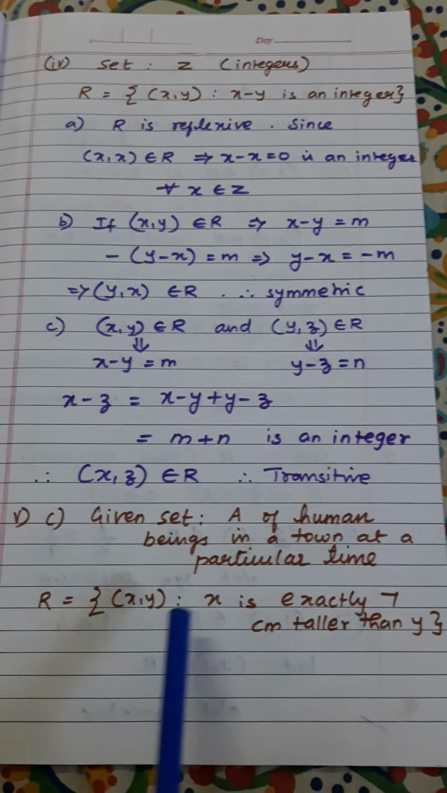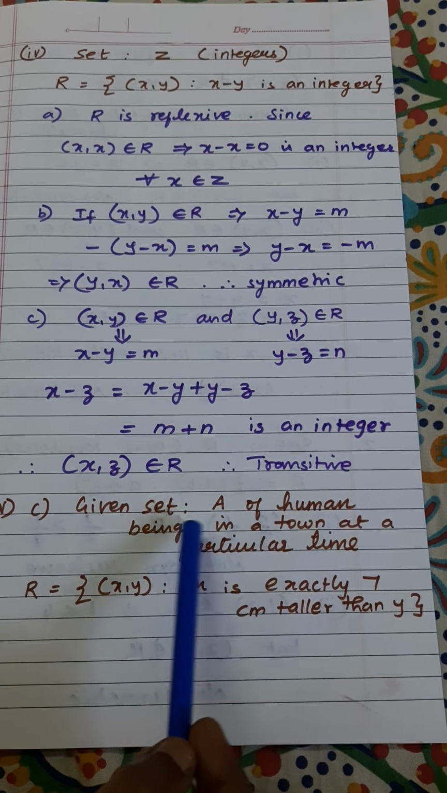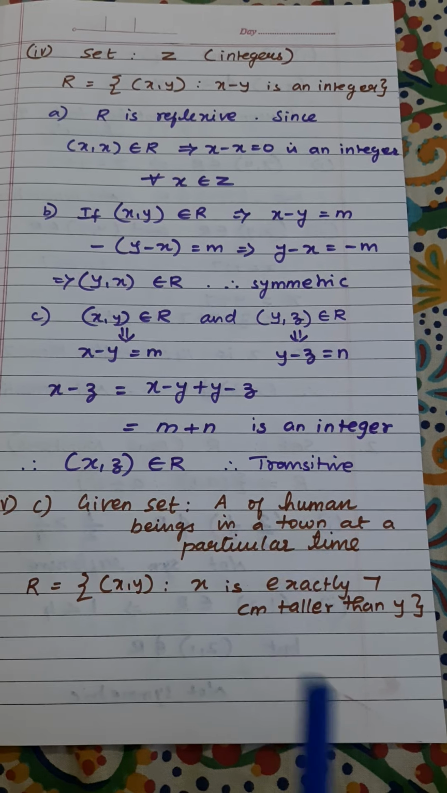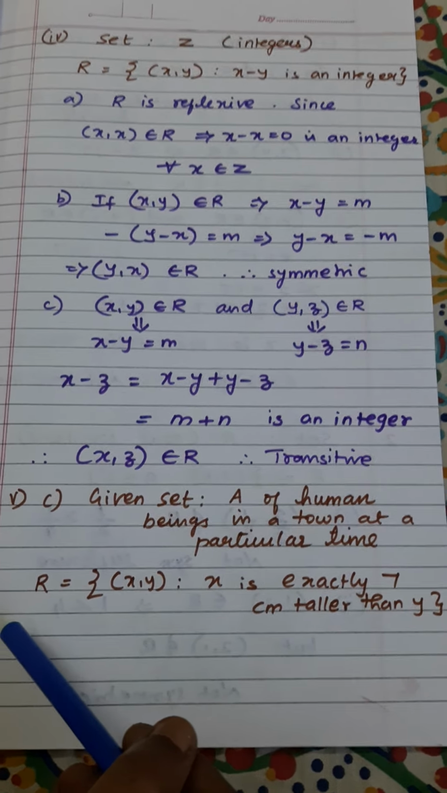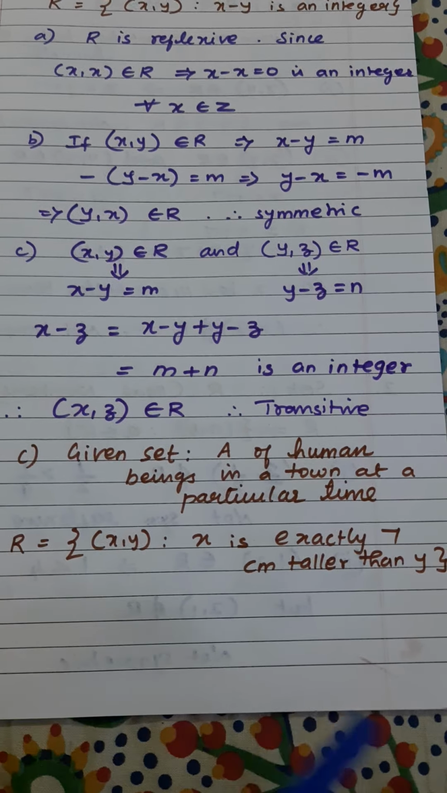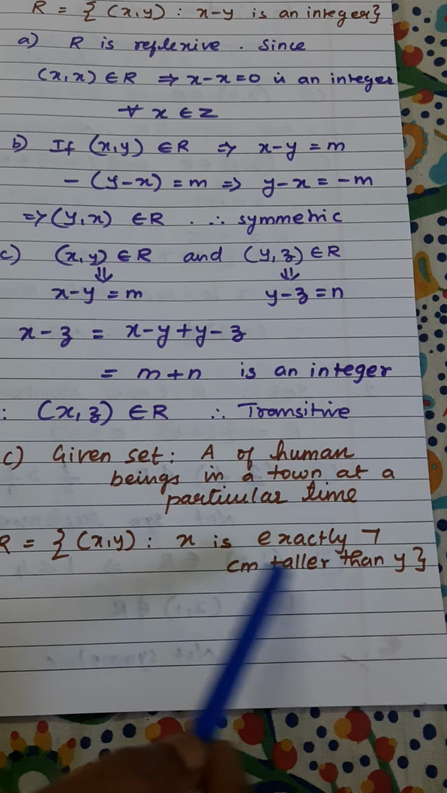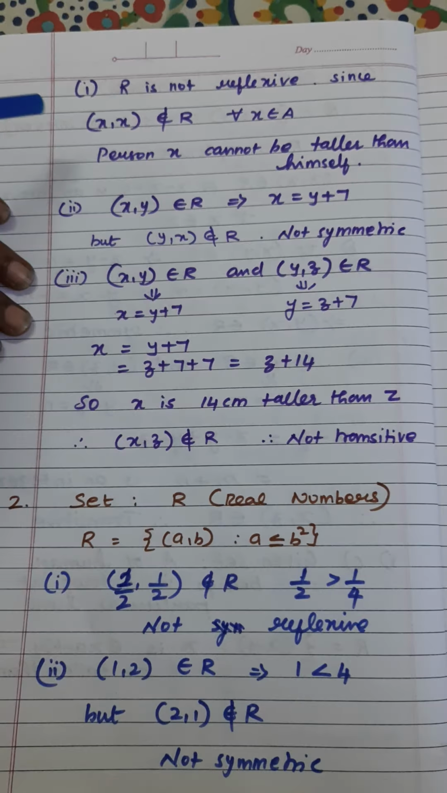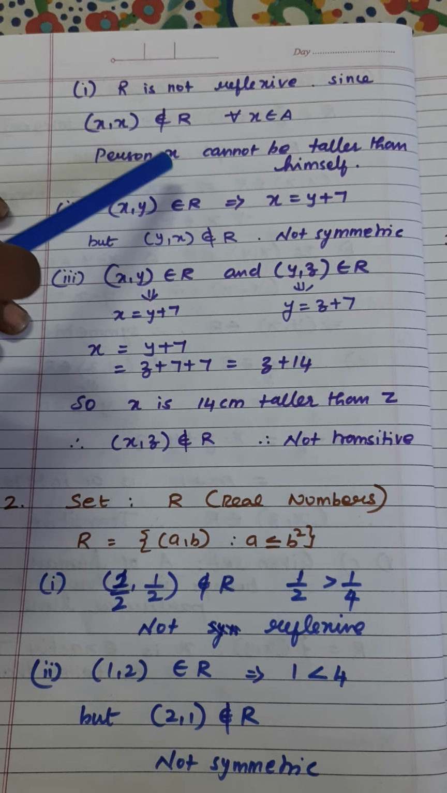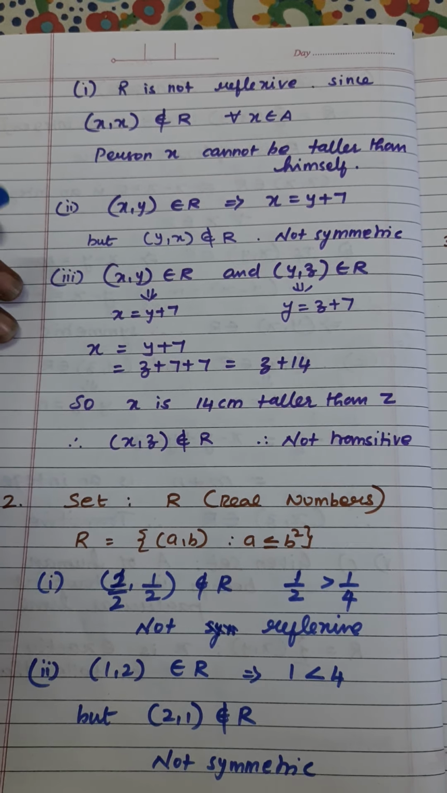Now the fifth subdivision: the given set is A of human beings. A is a set of human beings in a town at a particular time. The relation is (x, y) such that x is exactly 7 cm taller than y. Here x and y are human beings. Now R is not reflexive because the same person cannot be taller than himself. So (x, x) doesn't belong to R, hence it is not reflexive.